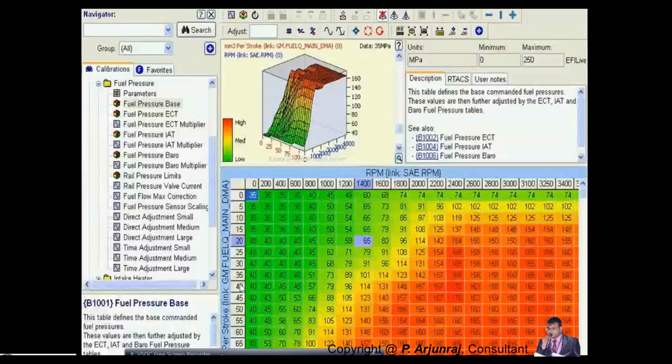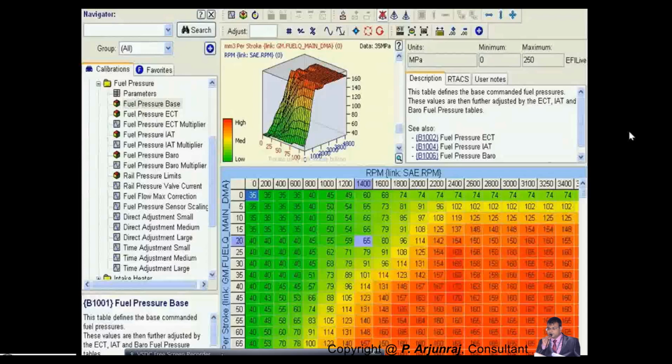Basically, for calibration you have different tools, such as Inca and Visu. Different software is used by different companies and service providers, basically Bosch or Delphi, whatever you have. This is one of the layouts, one of the snapshots that I have taken with the help of the software called Inca. It's basically a tool which will help you to calibrate your engine, to fine tune your engine.